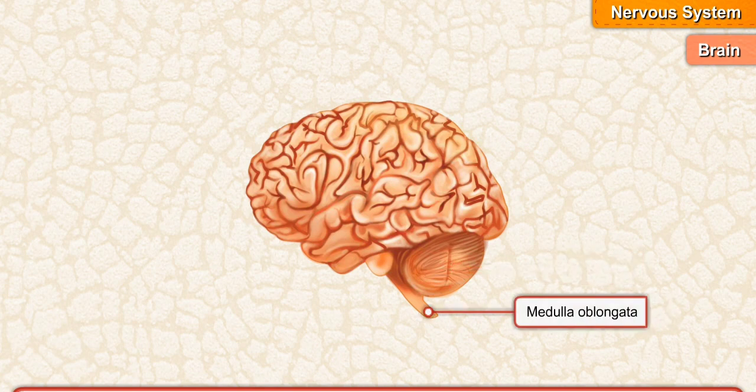Medulla oblongata. It is also called the brain stem. It lies at the base of the brain. It connects the brain to the spinal cord. It controls involuntary actions like breathing, digestion, swallowing, and heartbeat.